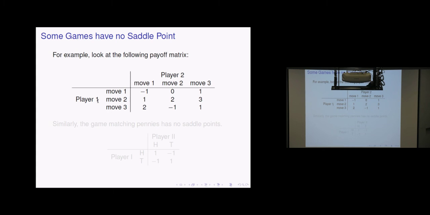Similarly, for matching pennies, this game also has no saddle points. You see here, what is the minimum of the first row? -1. Is it the maximum of the column? No. So this is not a saddle point. Look at the second row. The -1 again is a minimum, but it's not a maximum of the first column. So this -1 is not a saddle point. So there's no saddle point.